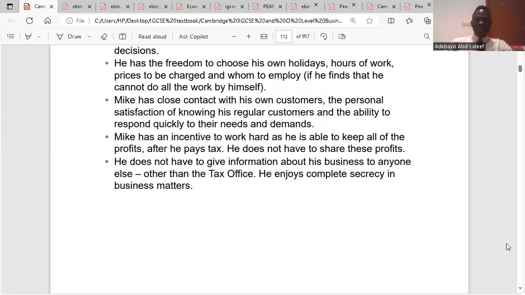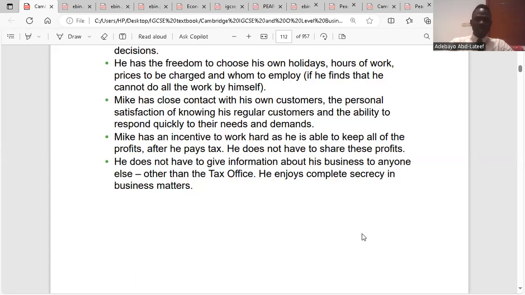The next one. Mike has an incentive to work hard, as he is able to keep all of the profits after he pays tax. He does not have to share these profits. So it's also an incentive for Mike to work hard because he knows that whatever he does is all for him, aside from paying the income tax. So every other thing is with him, which is good for him.